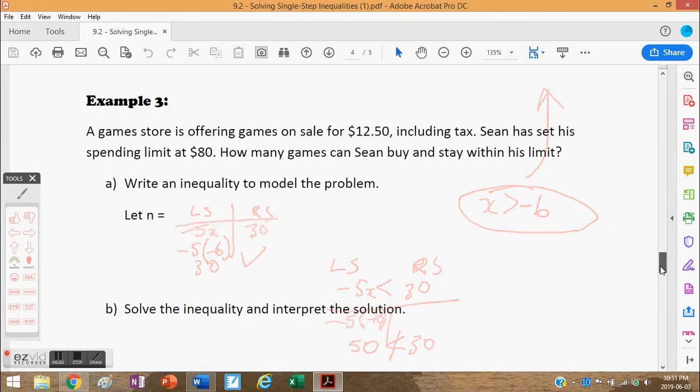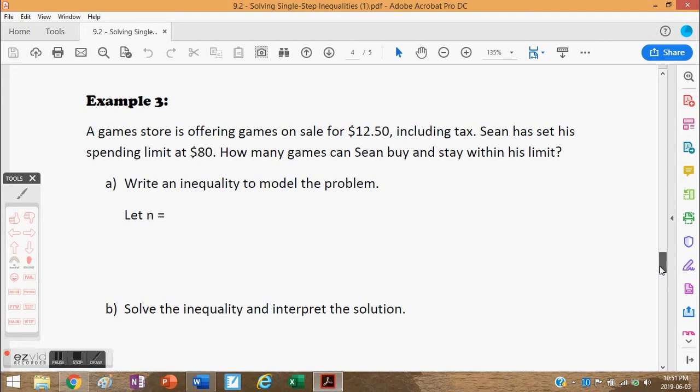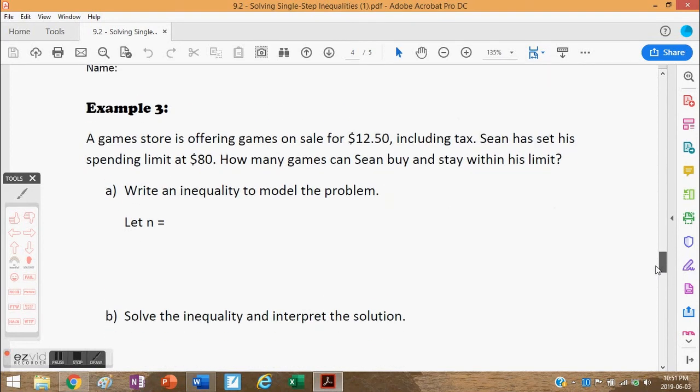Alright, finally we make our way on to a problem. So, game stores offering games on sale for $12.50 including tax. Sean has set his spending limit at $80. How many games can Sean buy and stay within his limit? So what does Sean have to do? We're going to say let n equal the number of games that he can buy.